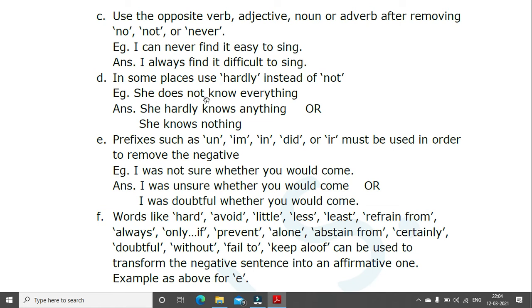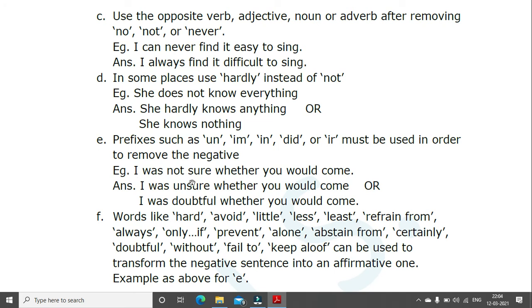In some places, use hardly instead of not. She does not know anything. So you can say she hardly knows anything or she knows nothing. Not any of the answers is necessarily the only one. So I'm giving you both so that you know if you write this or this, both are correct. Prefixes such as un, im, in, dis or ir must be used in order to remove the negative. Supposing you do not get an answer, then you think of this option.